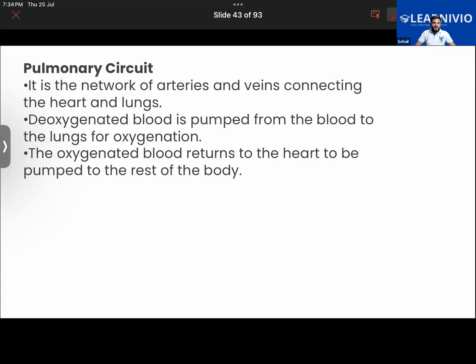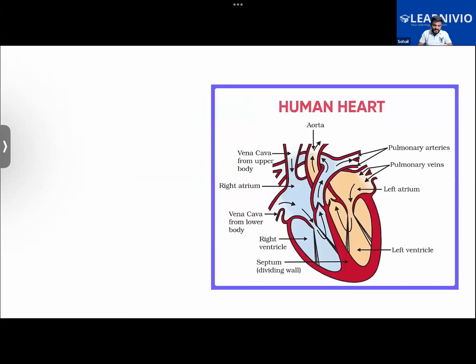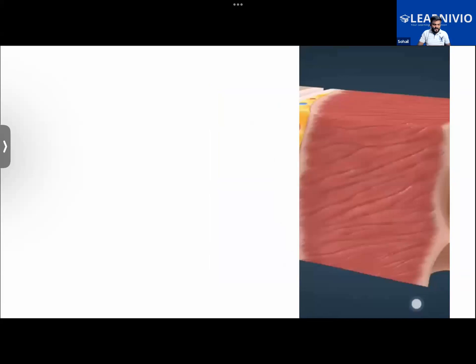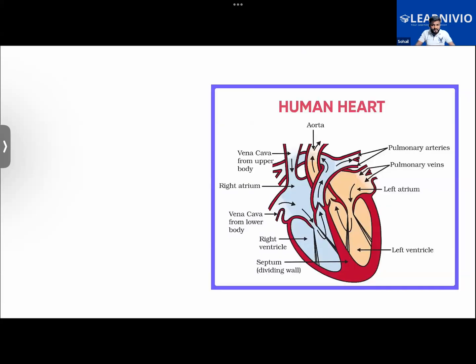So we were doing the chapter transportation in plants and animals. Right now we have learned about transportation in animals. One major topic is left to be discussed in this. In the last moment of the previous class, we were learning about the pulmonary circuit. We are going to revise this concept, and then we would be learning about the human heart and its function.